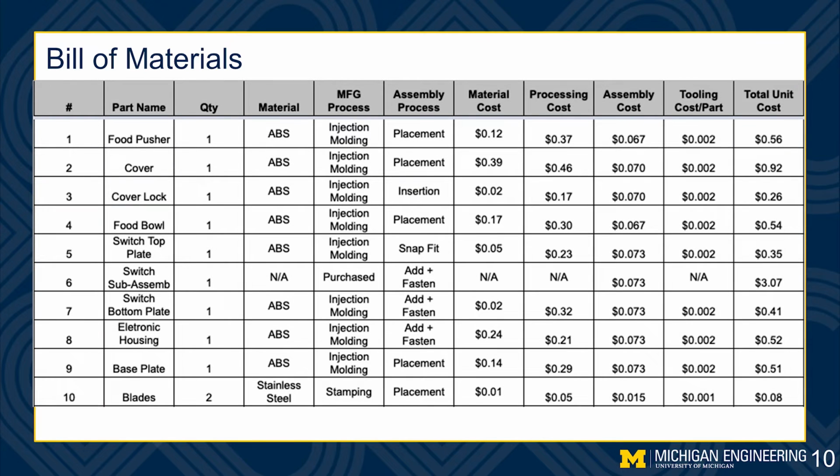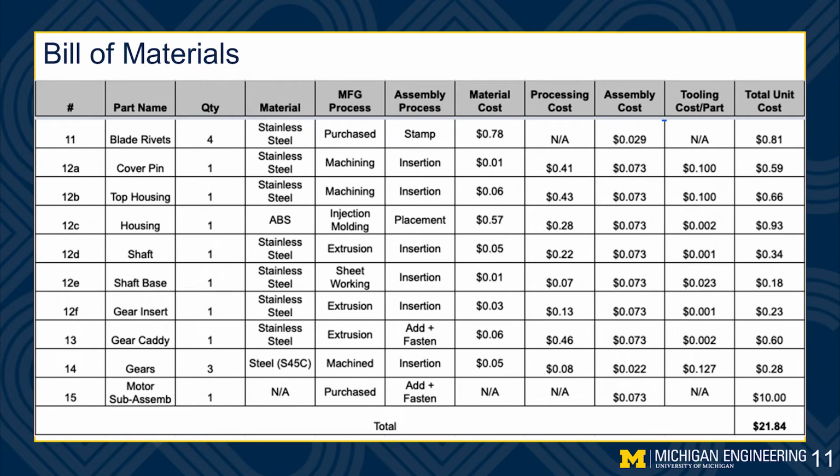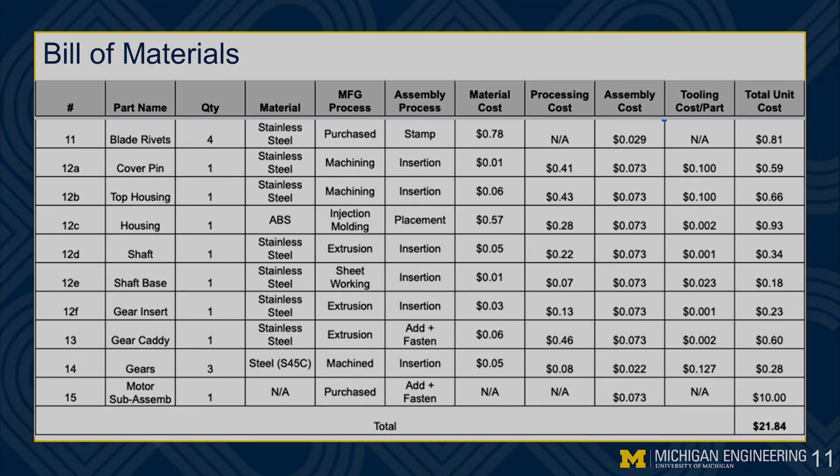This is our bill of materials. So you can see here, most of our materials are made from ABS plastic, with a lot of our manufacturing processes focused on injection molding. Next, we can see the second half of the bill of materials with a little bit more focus on stainless steels. And we do have a few notable parts that were purchased, such as our gear assemblies and switch assemblies. You can see here on the bottom right that the total unit cost is $21.84.